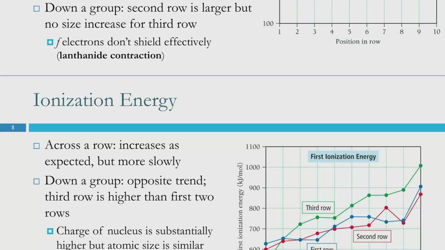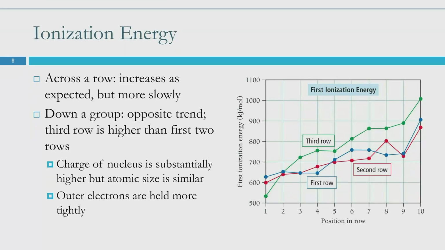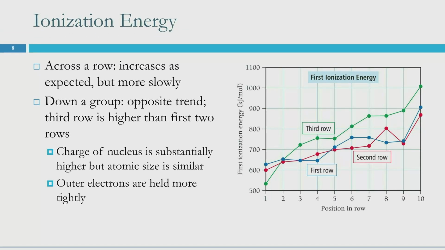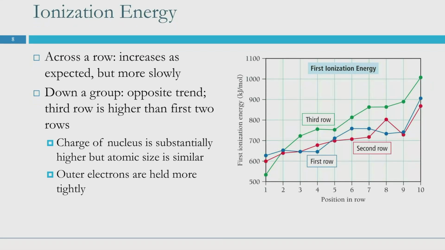For ionization energy, we're looking at removing an electron from the gas state. So across a row, moving left to right, it increases as we would expect. So things that are further on the left, it's easier to remove an electron from. Things that are on the right, it's harder to remove an electron from. If we move down the group, so moving down rows, our third row is actually higher ionization energy than our first 2 rows.